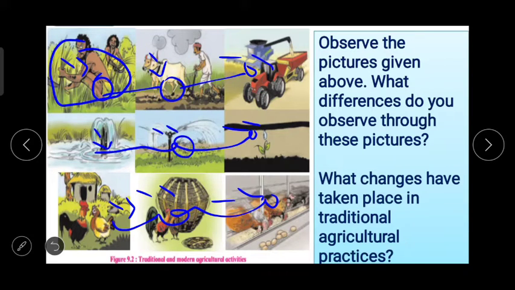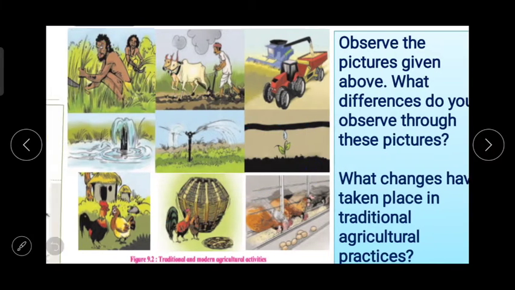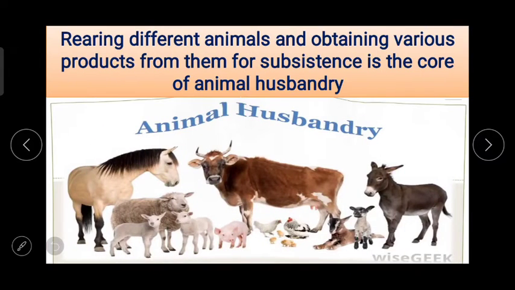Now we have 2-3 words for this. Allied activities कहा जा रहा है, then supplementary activities भी कहा जा रहा है, and one by one now we'll talk about this. And the first one, animal husbandry, what we call it, rearing different animals. Rearing different animals and obtaining various products from them for subsistence is the core of animal husbandry.